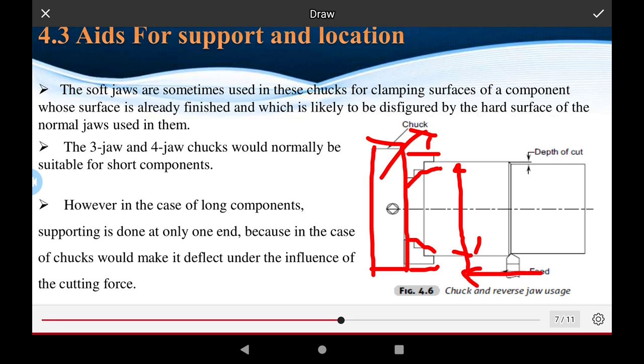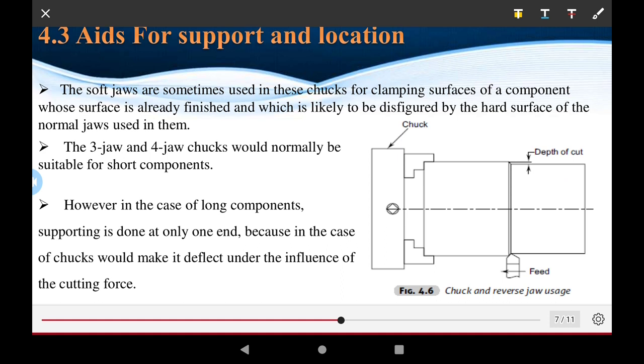The feed direction of the tool is right side or left side, and the tool performs the depth of cut. This is the uncut part of the job, and this is the cut part of the job. This is the finish of the job, and we consider the depth of cut of the tool. The chuck jaw of the machine rotates in the clockwise direction, and the tool only cuts metals.